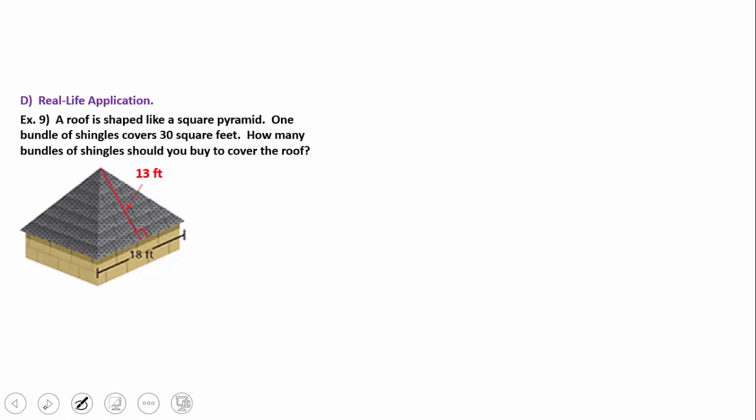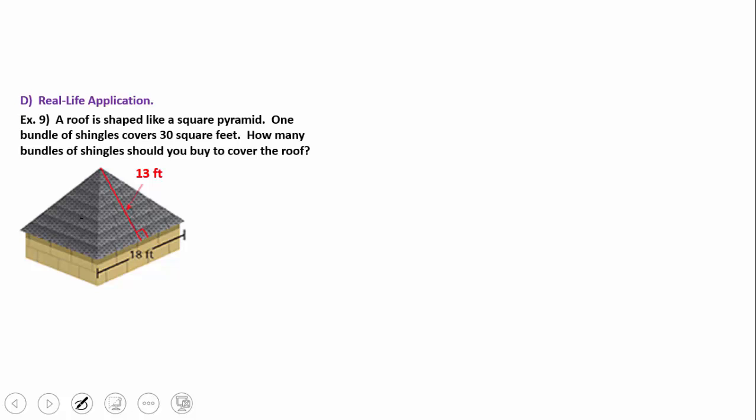Nice. We have a real life application. So right here it says, a roof is shaped like a square pyramid. 1 bundle of shingles covers 30 square feet. How many bundles of shingles should you buy to cover the roof? Well now, ladies and gentlemen, if we're only going to cover the roof, we only need surface area of what? That's right. We only need 4 lateral faces for the shingles.